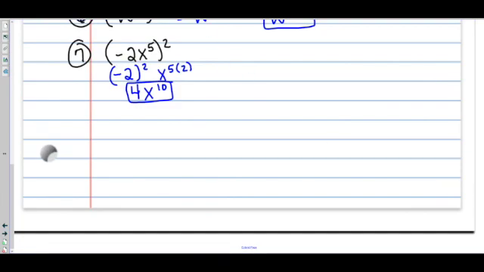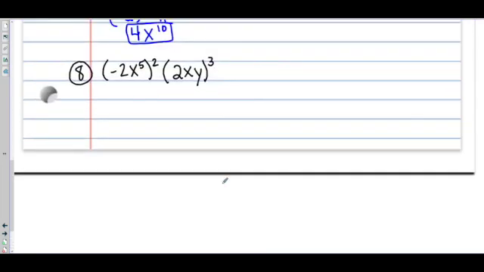Number 8. Okay, so number 8 says negative 2x to the 5th power to the 2nd power times 2xy and all of that to the 3rd power. Ooh, look at this one.